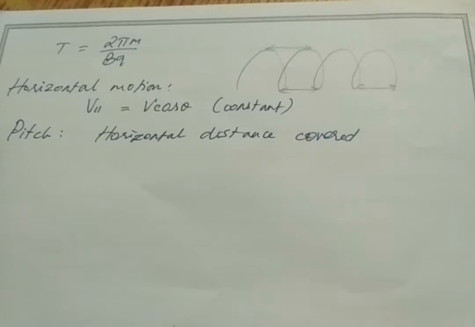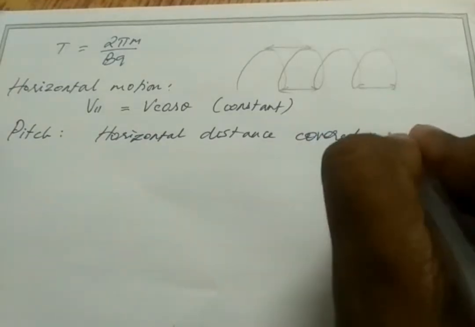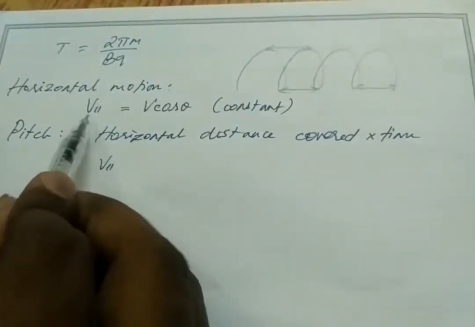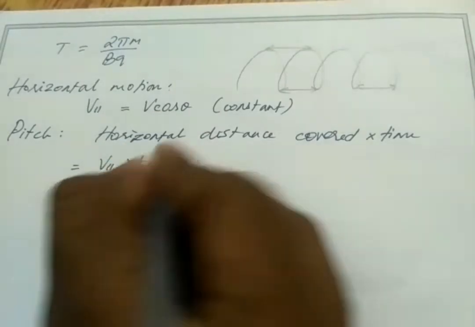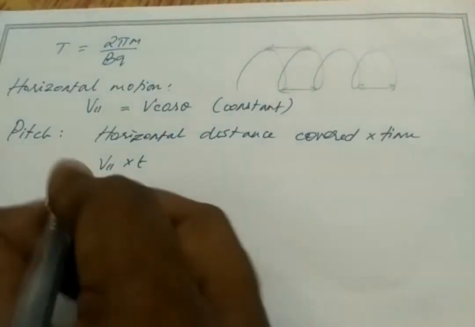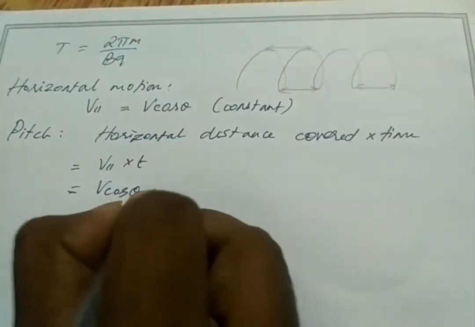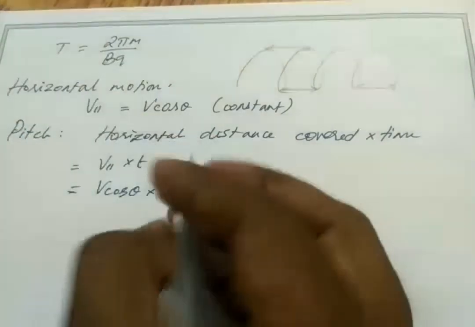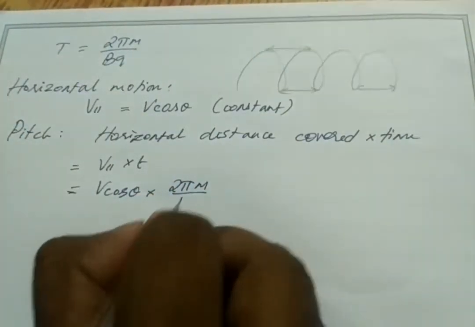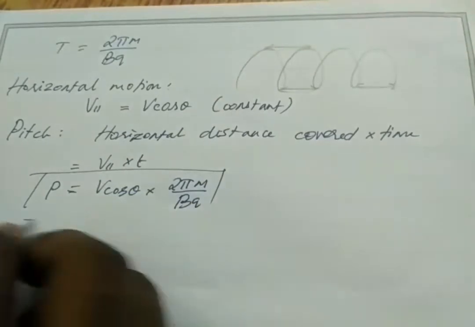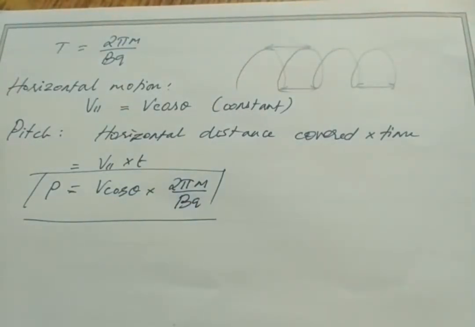So this value will be equal to the horizontal distance covered, which means V parallel, the horizontal component, into time. So what is V parallel? V parallel is nothing but V cos theta, right? What is the time equation? 2 pi m by Bq. So pitch equals V cos theta times 2 pi m by Bq. This is the equation for pitch. Clear? So you watch that video, then you can understand it easily.